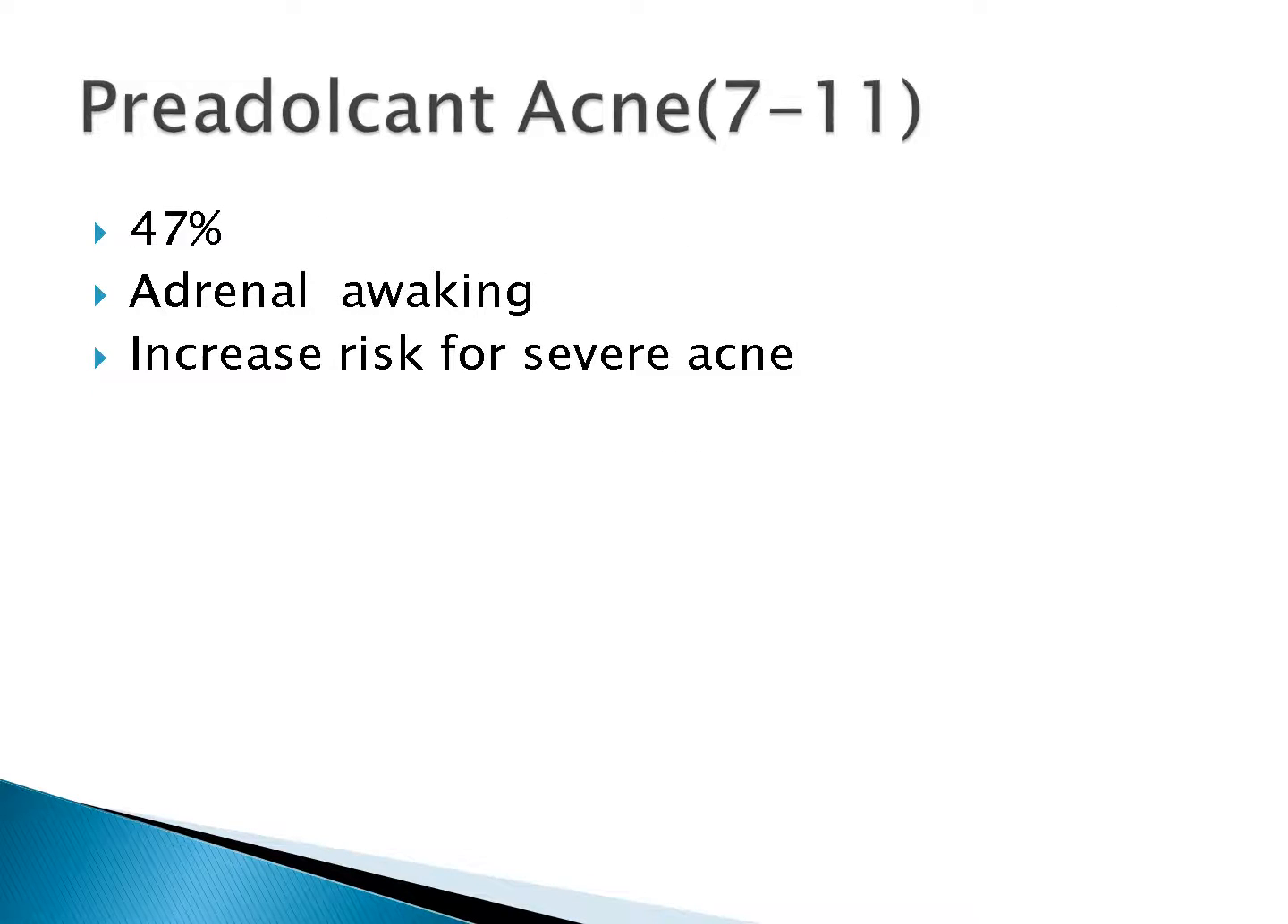Pre-adolescent acne, 7 to 11 years old. About 47% of kids in this age group actually end up with acne. Usually it's not that severe, and it may even come and go, but it does increase the risk, or at least is a predictor, of severe acne in puberty, or during pubescent age, I should say.